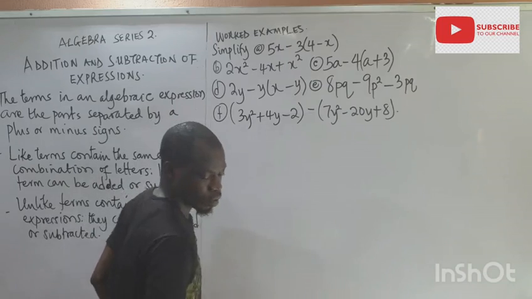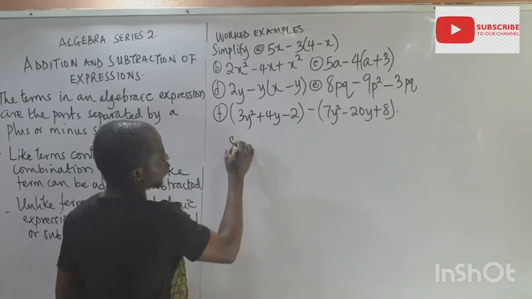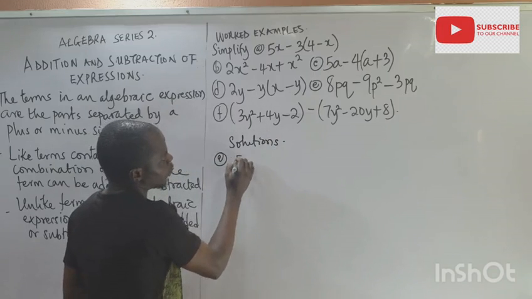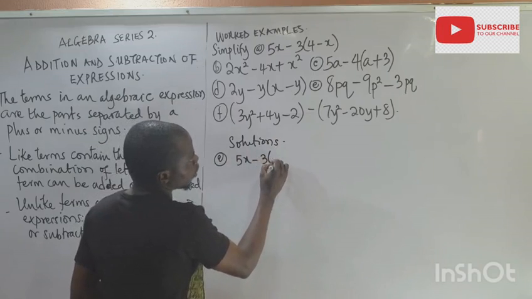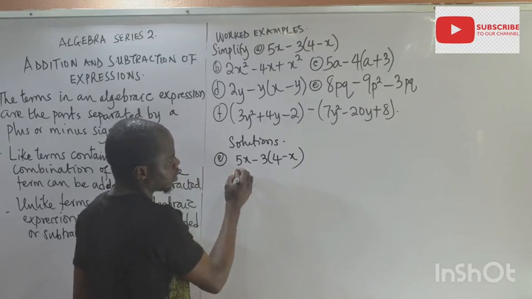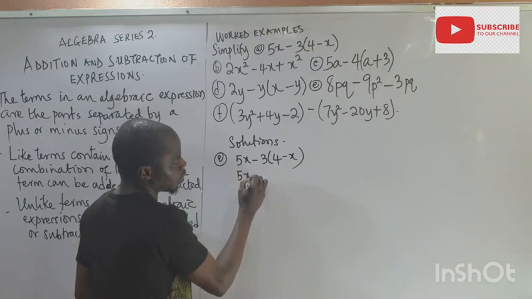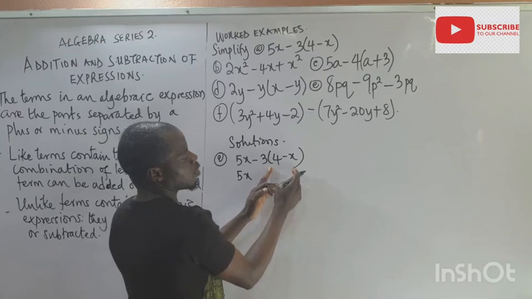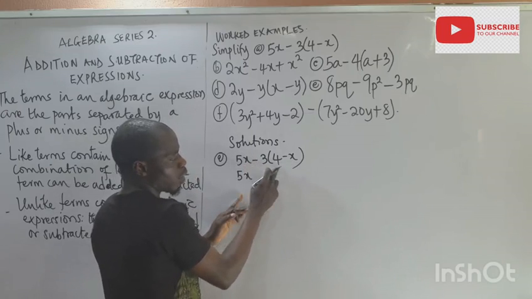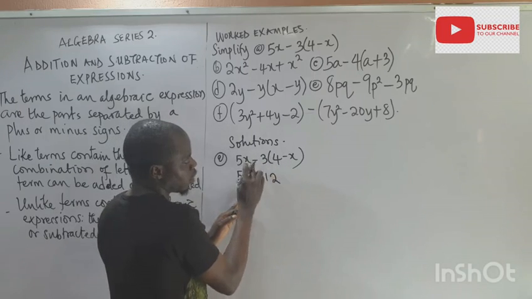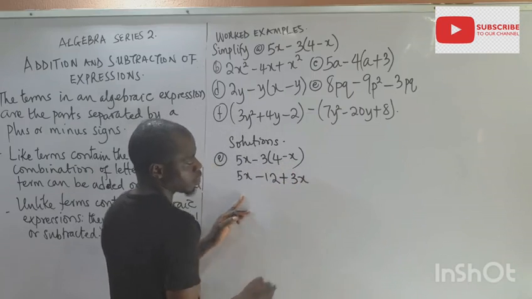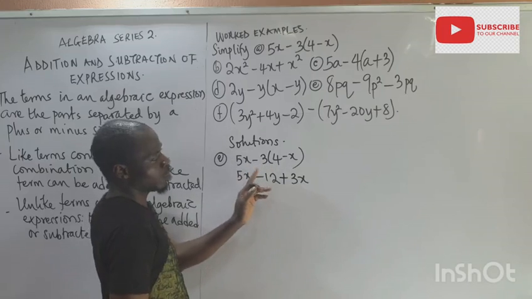Now, in the first question, let's see how we solve these solutions. The first one, we have 5x minus 3 into bracket 4 minus x. Then from here, we could see that this is 5x. This number, we multiply everything in the bracket to clear the brackets. And we have minus 3, rather. So minus 3 times 4 will give us minus 12. Then minus times minus will give us plus 3 times x, that's 3x. So you can see that you have expanded the brackets.